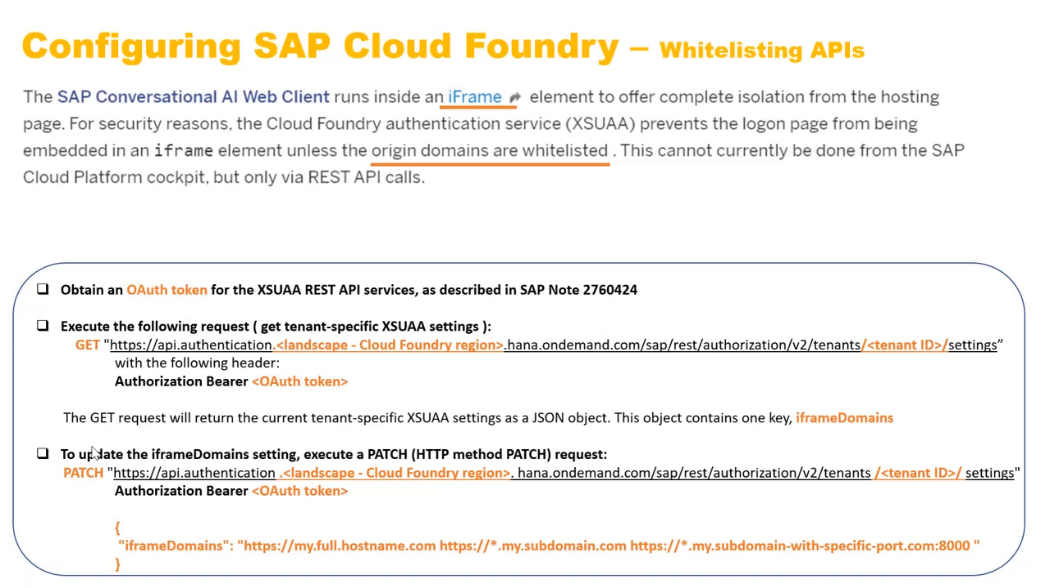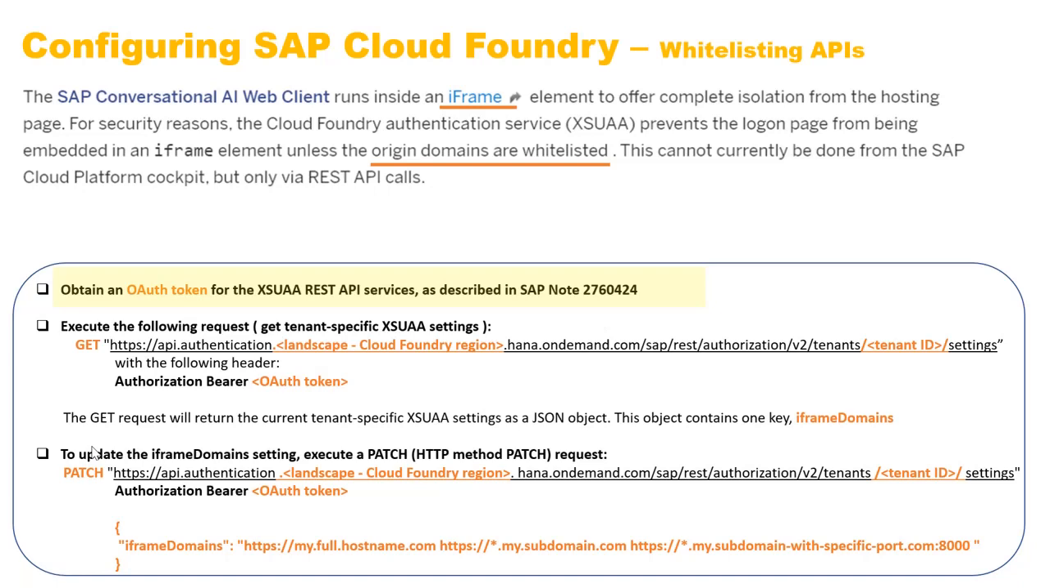Now let's see how to whitelist those APIs. There are three steps to whitelist the APIs. These steps are a little bit complex, but I hope in future SAP will come up with simplified steps for whitelisting those APIs. First of all, we have to get the OAuth token. How do we get the OAuth token?